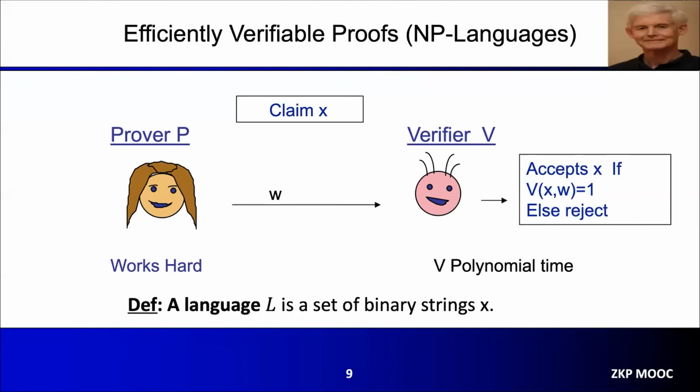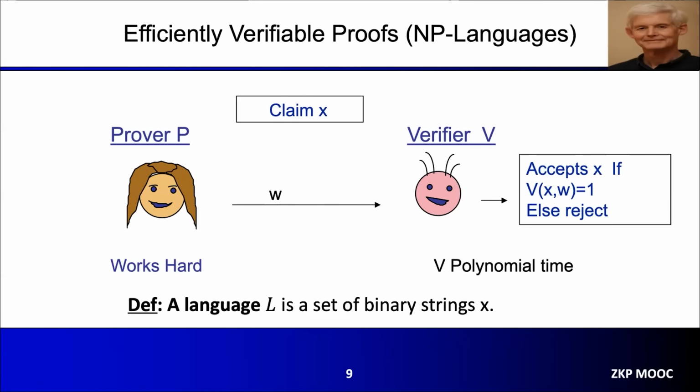That is all the n's which are product of two primes. That's the language of composite numbers which are product of two primes, or all the y's and n pairs such that y is the quadratic residue mod n. In other words, we're interested in languages. Formally, a language is just a set of binary strings x that satisfies some property.